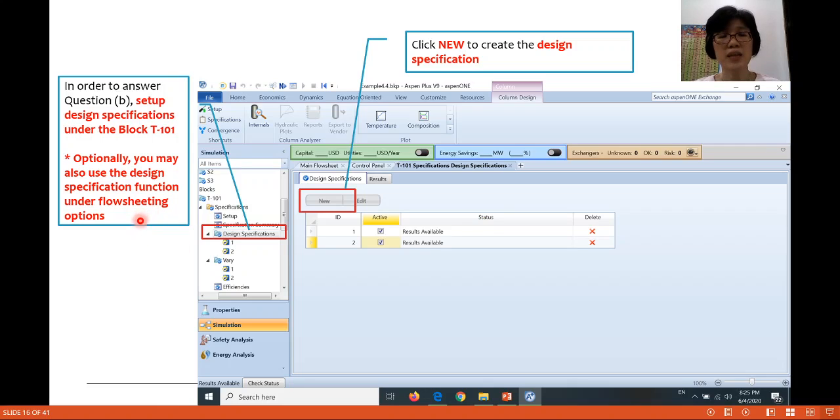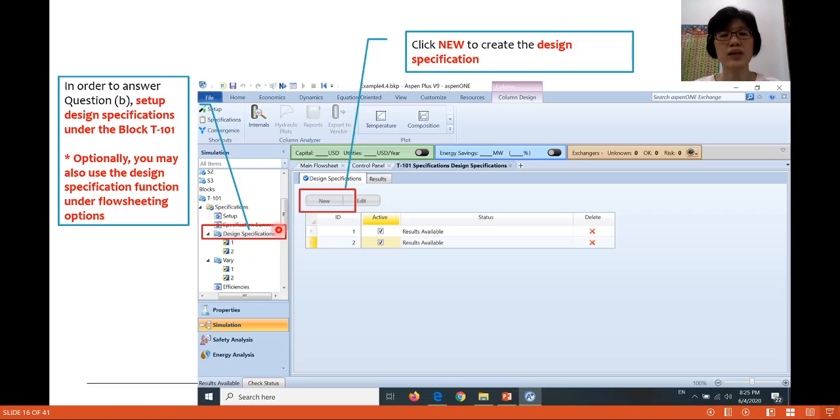Before this, the design spec is actually under the flow sheeting option, if you remember. So in this case, whenever you have the RadFrac model, you can actually use the design spec under the block itself. It is easier in comparison to the design spec under the flow sheeting option. But if you accidentally opt for the one in flow sheeting option, it doesn't matter, we still can proceed. It's just that the configuration for you to put in the input is a little bit different. But my advice is always use the design spec and vary function that are available under the block RadFrac.